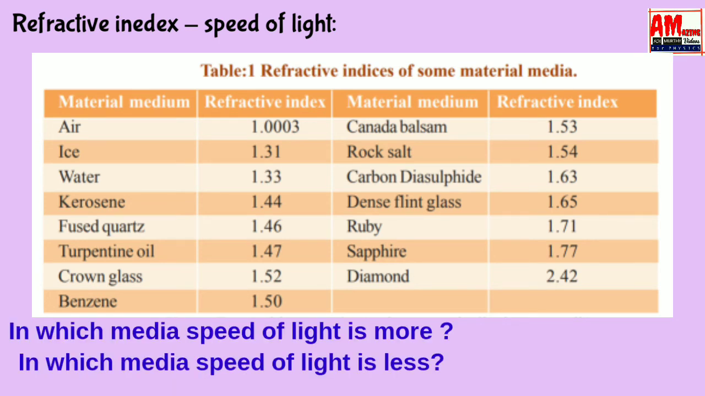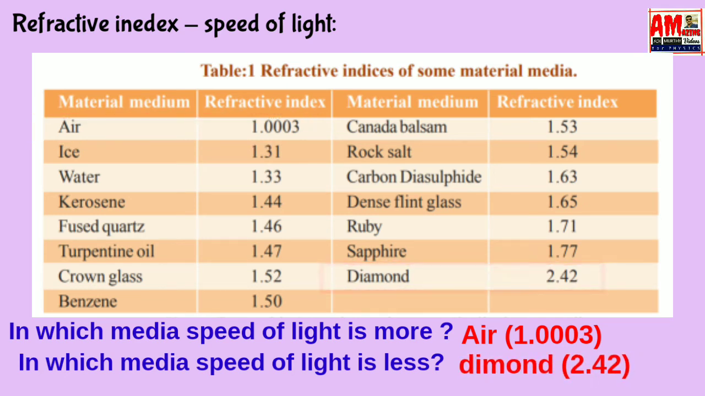And in which media is the speed of light more? That is air, because speed is inversely proportional to refractive index. In which media is the speed of light less? That is diamond.